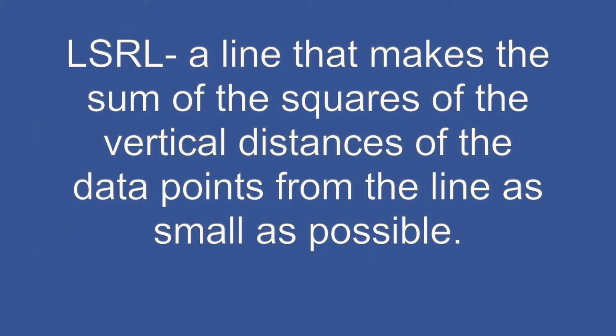The least square regression line makes the sum of squares of the vertical distances from the data points to the line as small as possible.